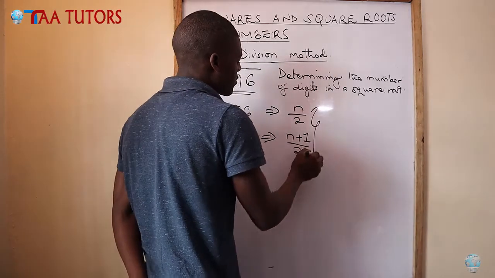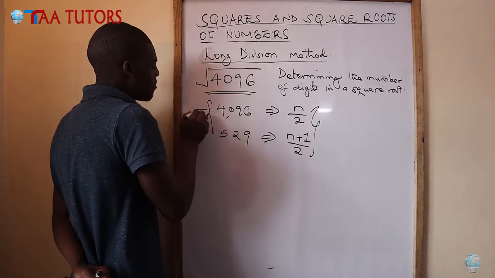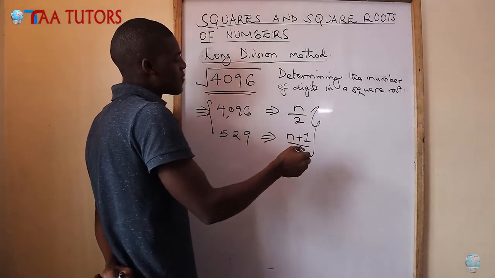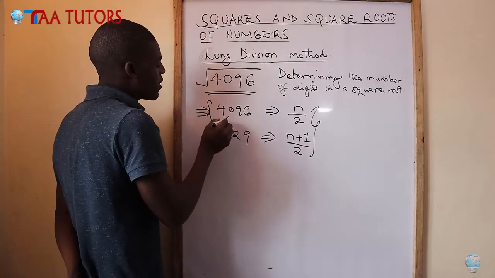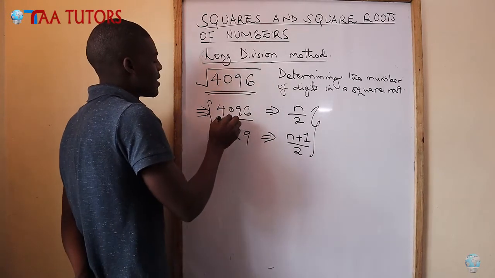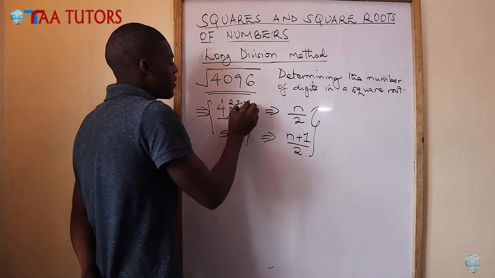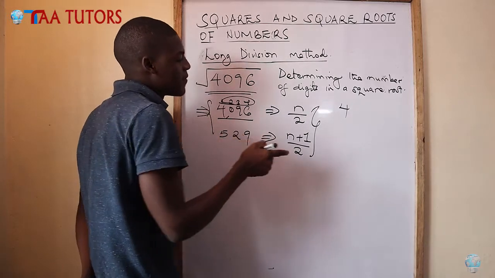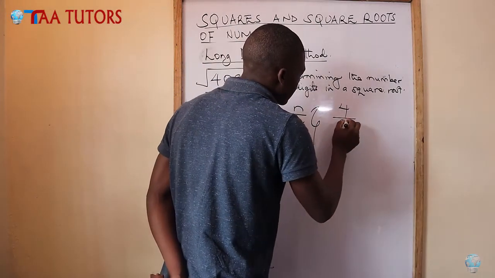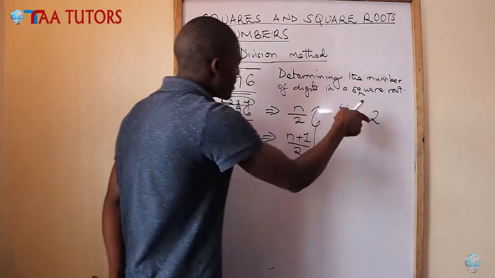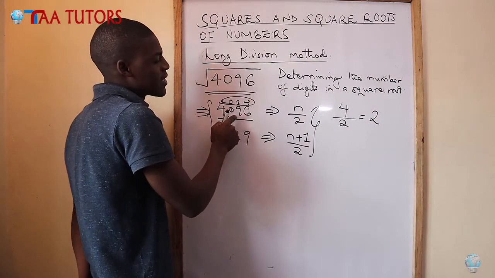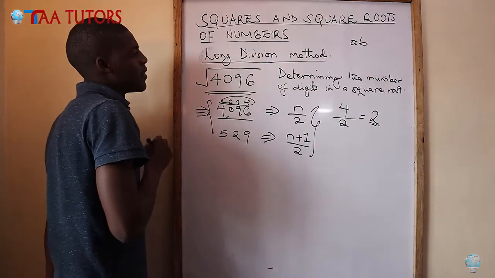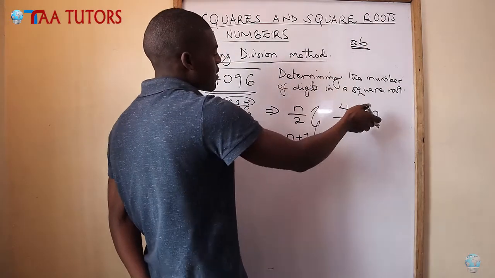Maybe someone is not with me up to that point. This is what I'm saying. When you are given a number like 4096 to find its square root, we can determine the number of digits in the square root before we calculate. We count how many digits are in 4096: 1, 2, 3, 4. The total number of digits is 4, and 4 is an even number. So we take 4 and divide by 2. The answer is 2. It means the square root of 4096 will have 2 digits, like A, B. That's the way the square root will be.